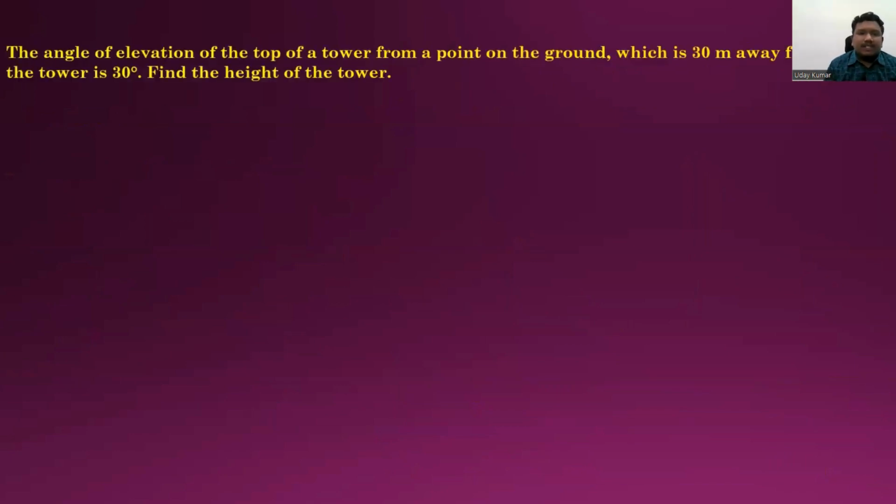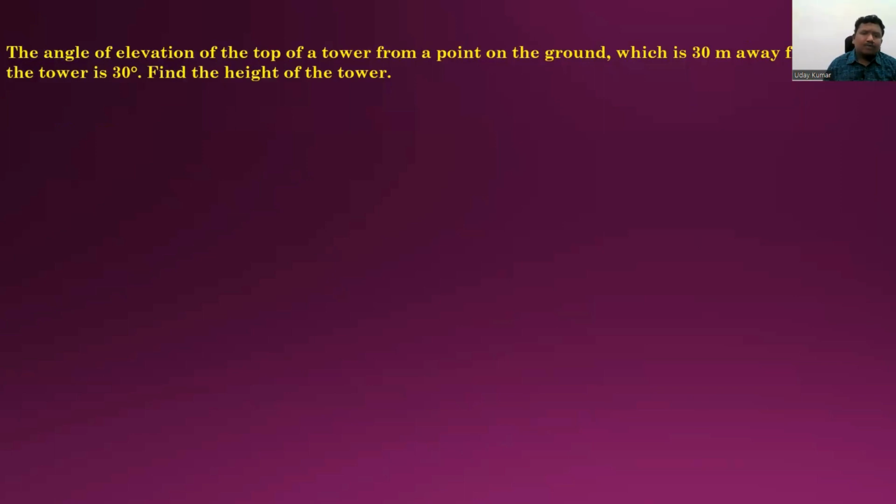The angle of elevation of the top of a tower from a point on the ground which is 30 meters away from the foot of the tower is 30 degrees. Find the height of the tower. So here it is very much clear. There is a tower, there is a point observer. From that point, they are observing the top of the tower at 30 degrees. And the point observer is maintaining a distance of 30 meters from the foot of the tower.